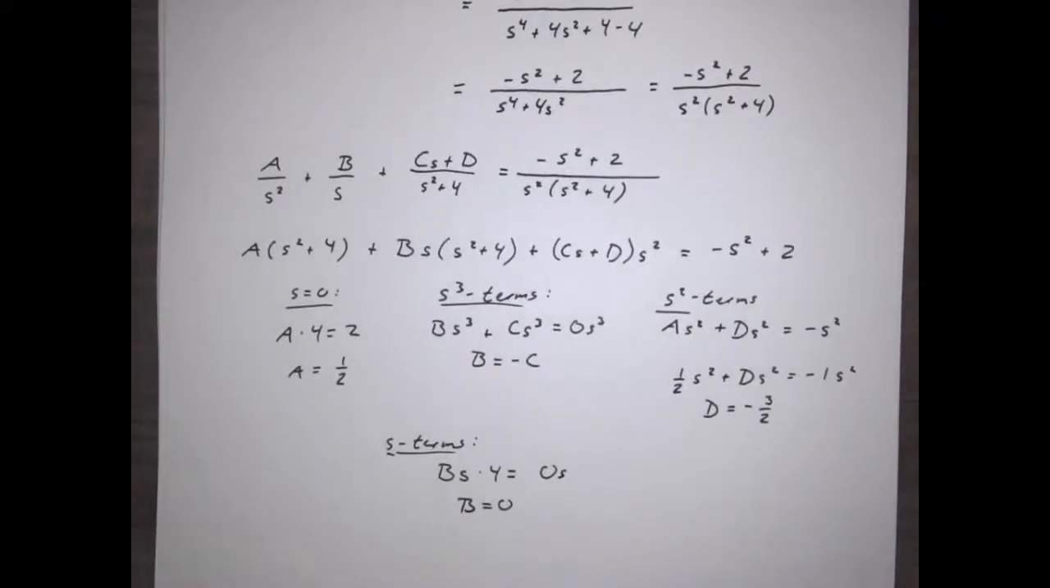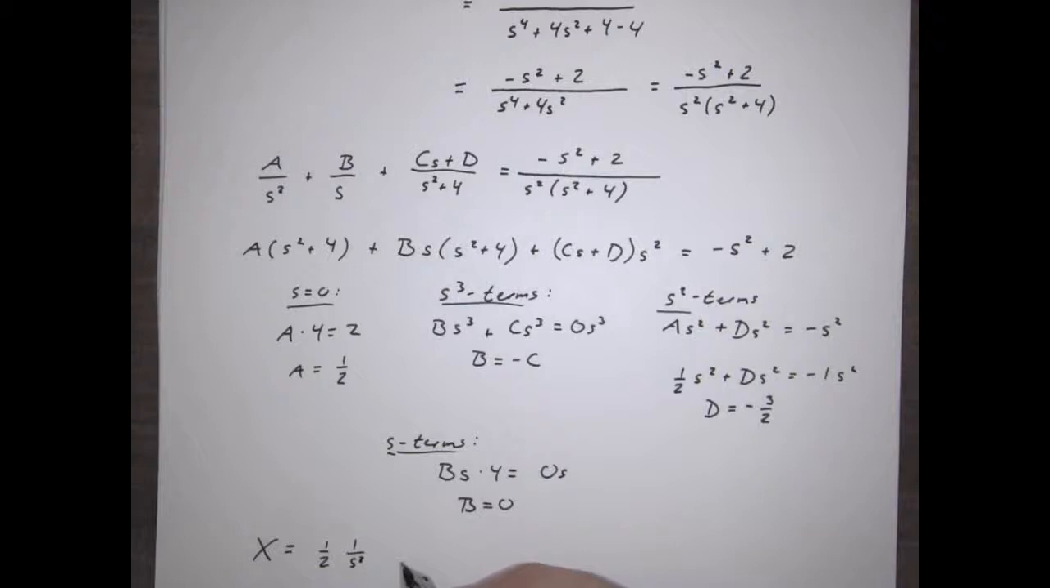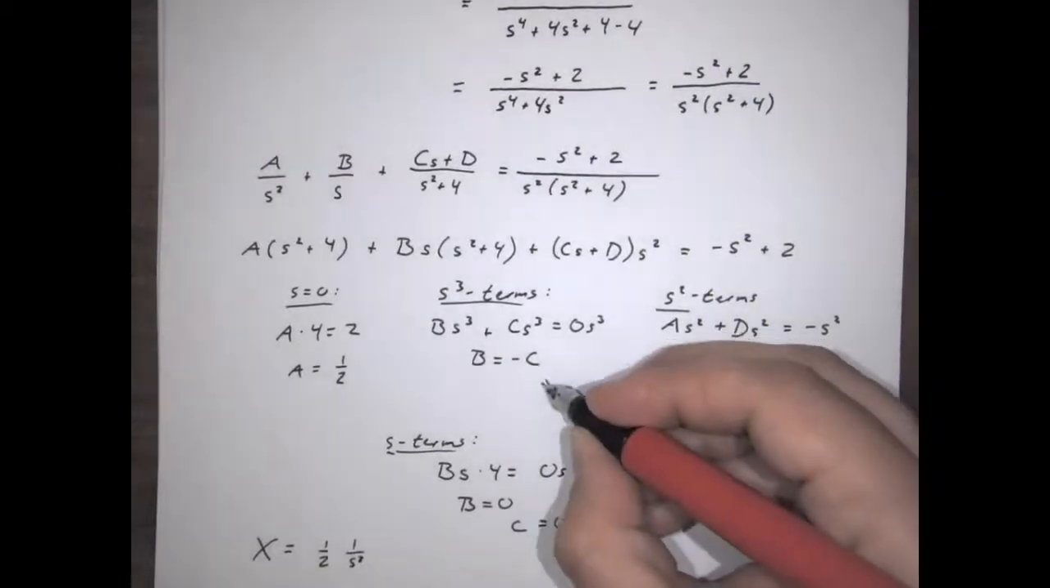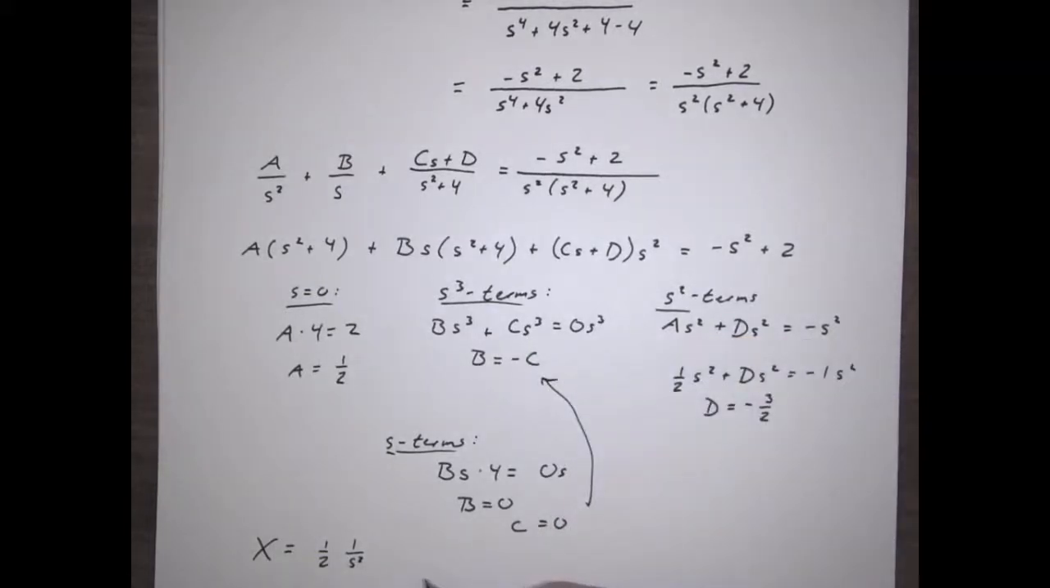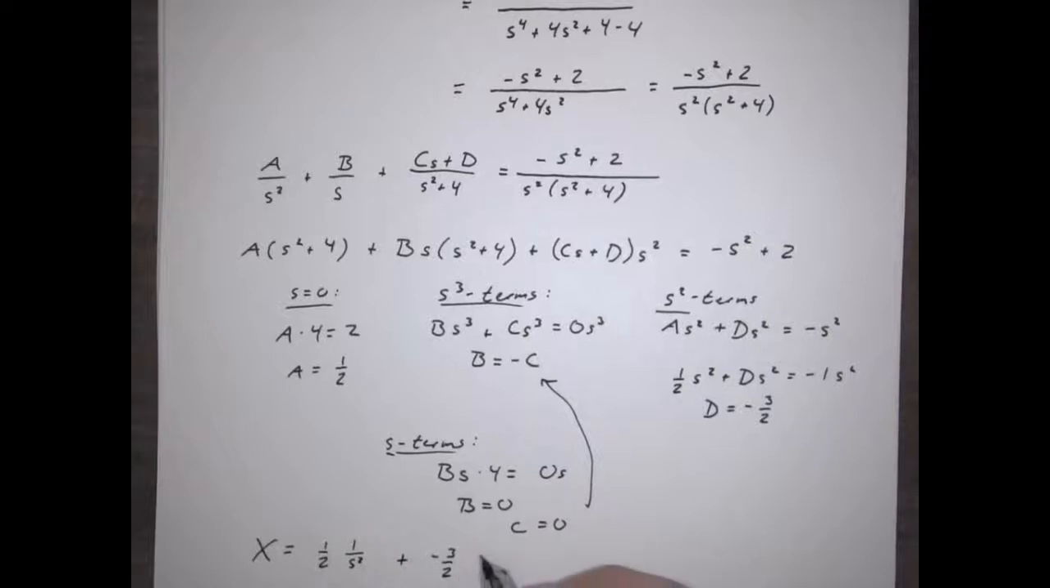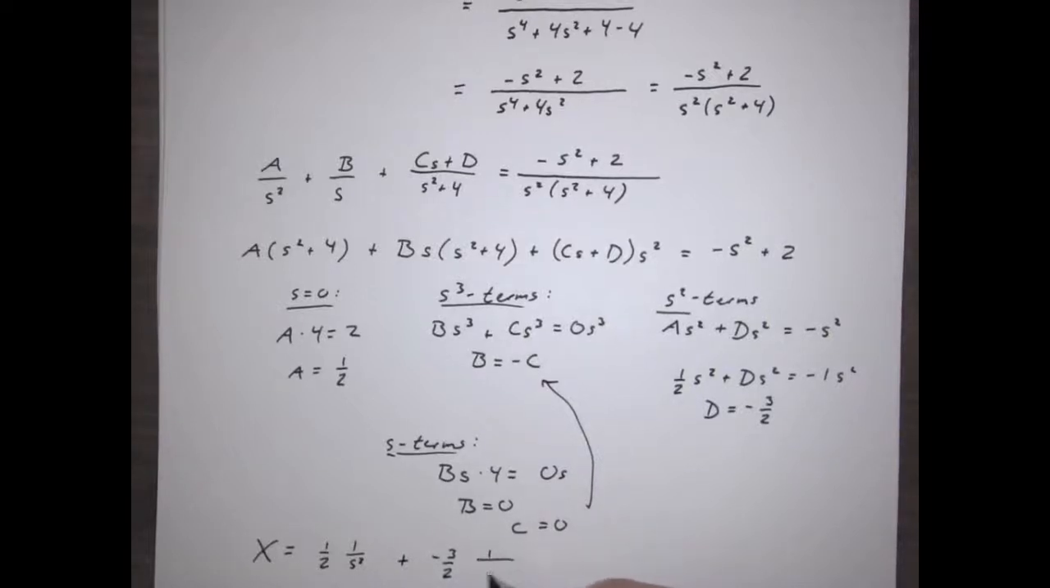Okay. Now putting the pieces into play, capital X is going to equal 1/2 times 1 over s squared. And so that means c also equals 0 from up here. And then there's not going to be a b term, there's not going to be a c term, there's only going to be a d term. So plus negative 3/2, and that's 1 over s squared plus 4.